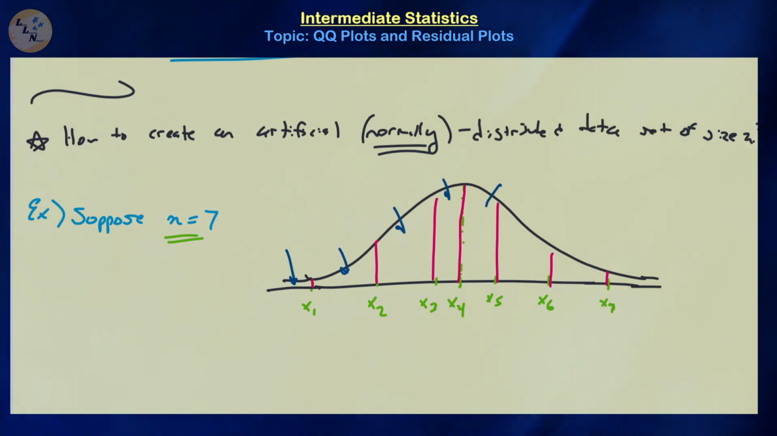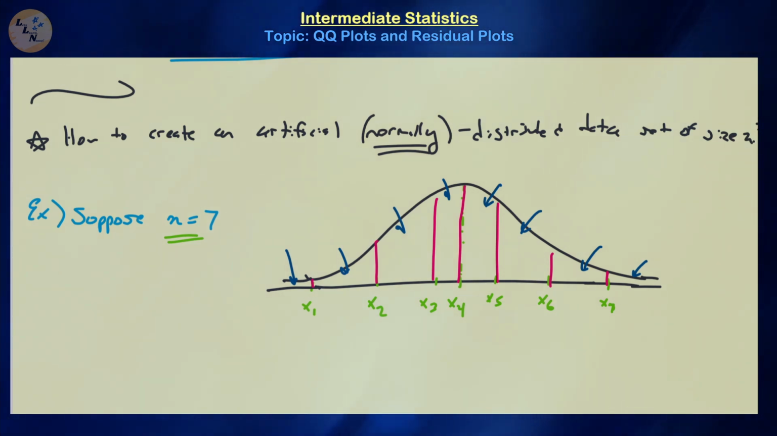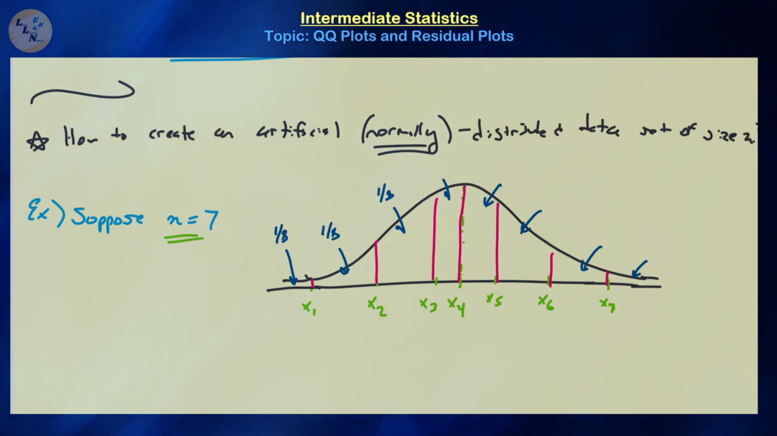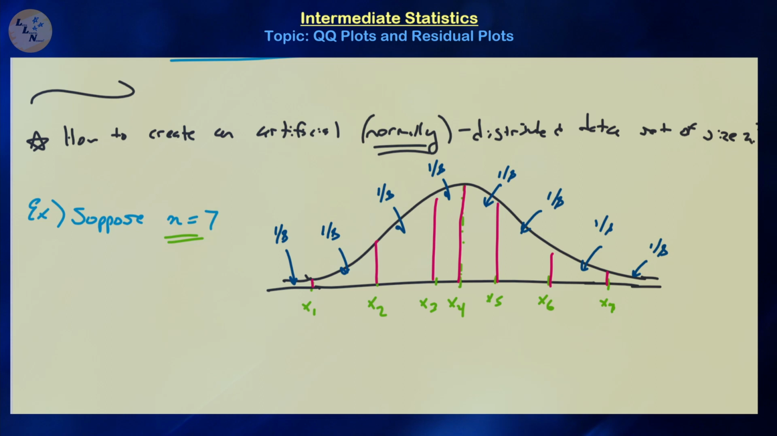In particular, all of these areas should be equal to one another if this is indeed a normally distributed data set. So if we have 7 different points, that means it partitions this area into 8 different pieces. That means this is going to be 1 over 8, 1 over 8, 1 over 8, 1 over 8, 1 over 8, 1 over 8, 1 over 8, and finally 1 over 8, and of course all of them sum up to 1.